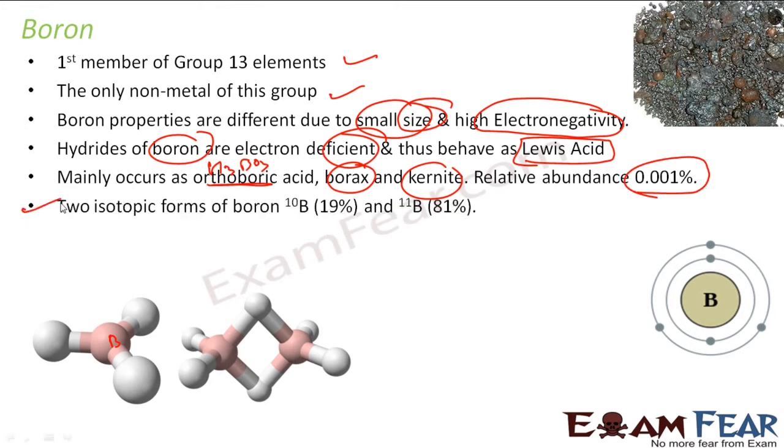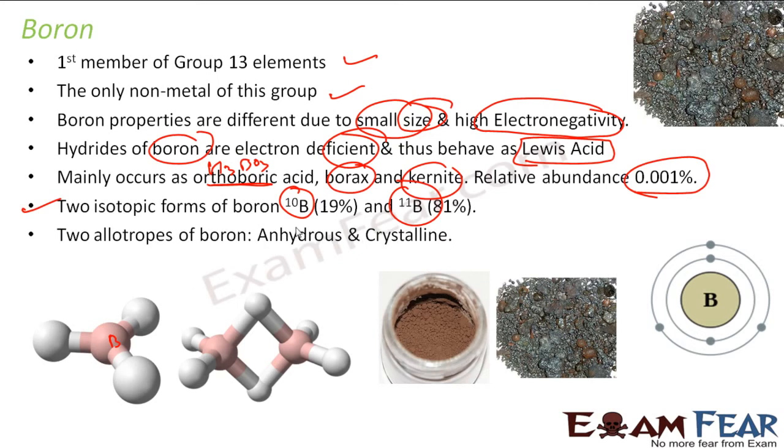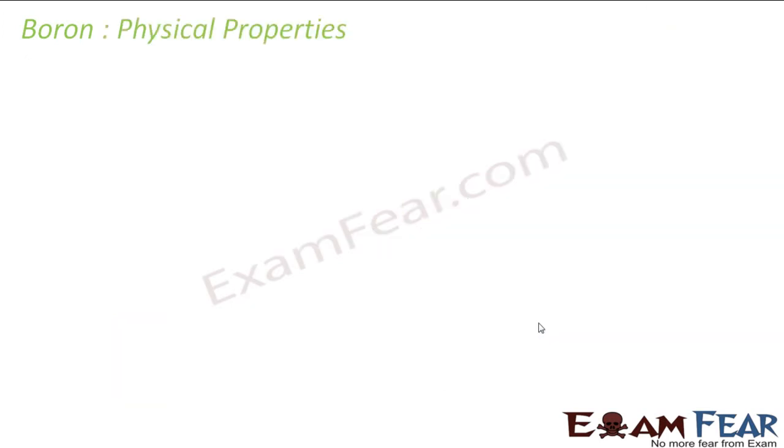There are 2 isotopic forms of boron. We have discussed this also. And there are 2 allotropes of boron, that is amorphous and crystalline. The amorphous is reactive to oxygen if you heat it, right? The crystalline is unreactive. Let's talk about the physical properties of boron.